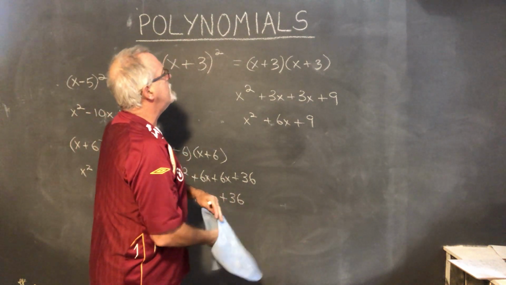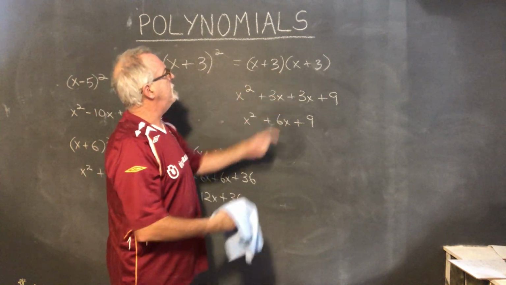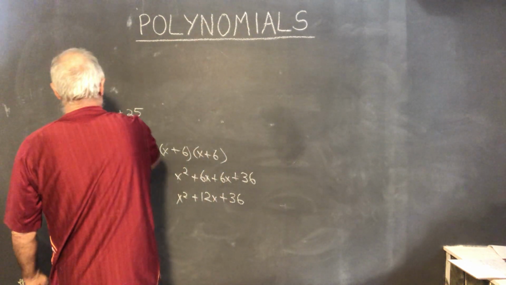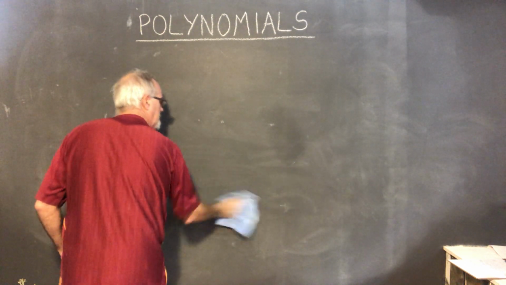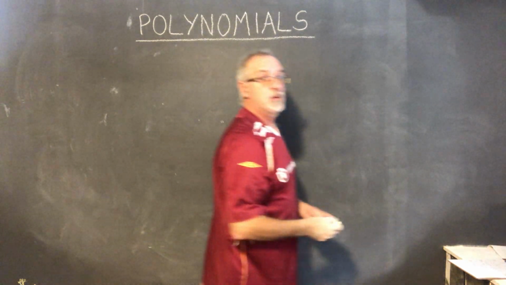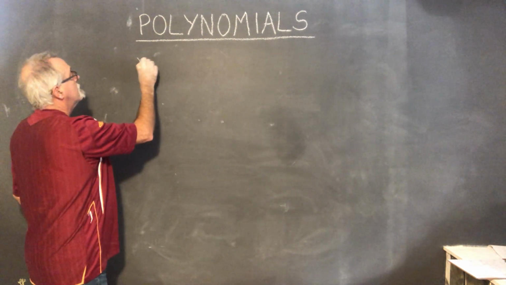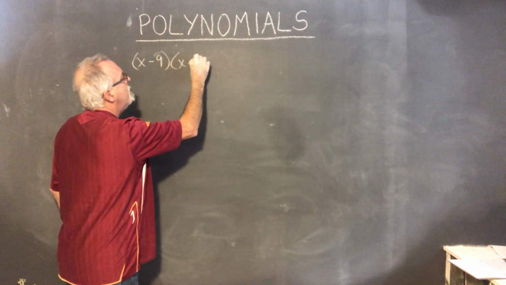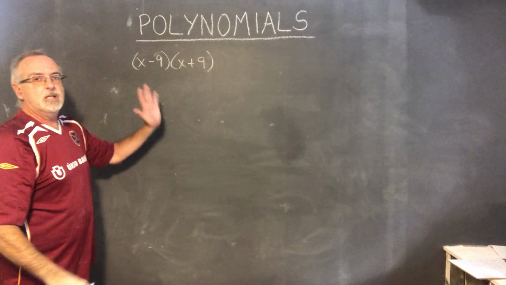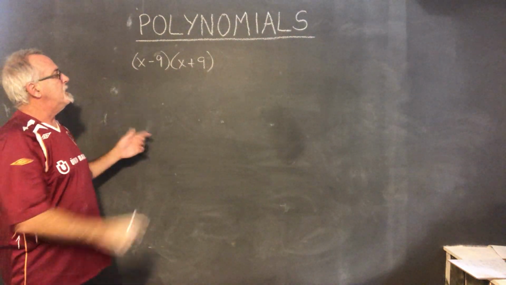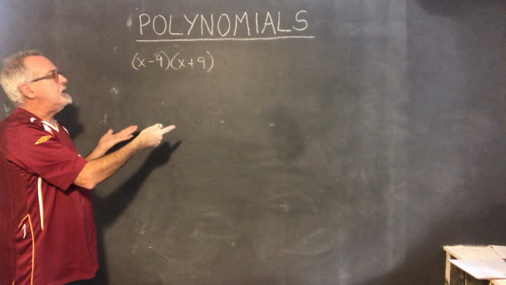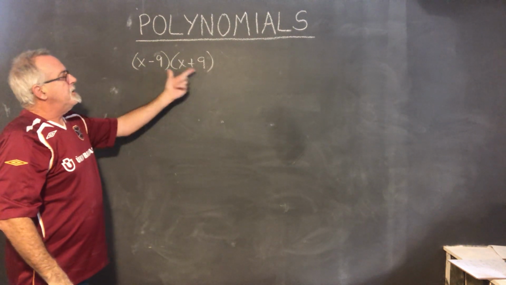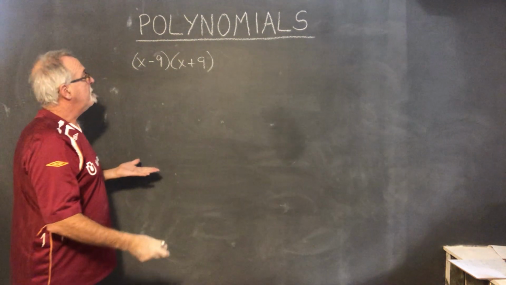But what if they're the same number, but one's a plus and one's a minus? Let's try that. So that means what we're doing now is not squaring a binomial. X minus 9 times x plus 9. There. It looks the same in a way, but it's not. Because I can't write this as one binomial squared. It wouldn't make sense. When you square something, it's something times itself. And x minus 9 and x plus 9 are not the same thing.